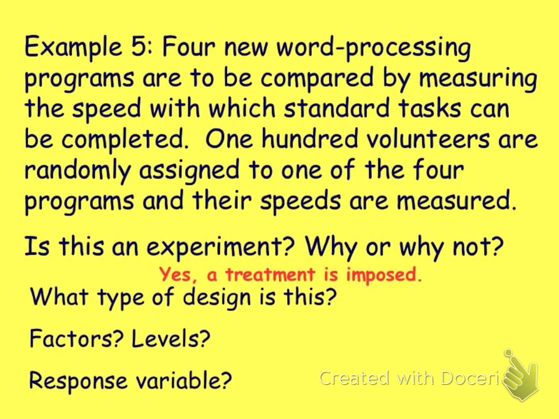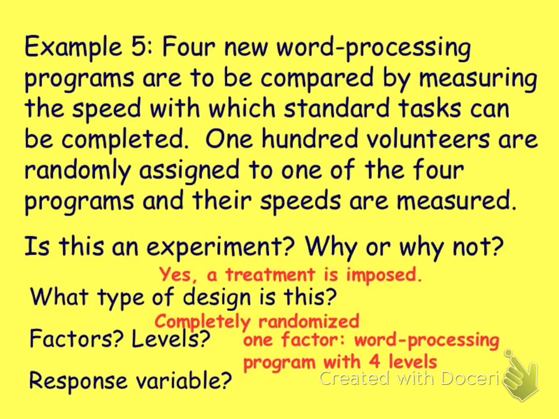Okay, what type of design is this? Out of the 3 we learned, completely randomized, block, or matched pair. Completely randomized, yes. What's my factor? The type of program. And then we have 4 levels within that. So the program itself would be the factor, with 4 levels. What am I measuring? Speed. Speed of standard tasks completed. Good. Nice.